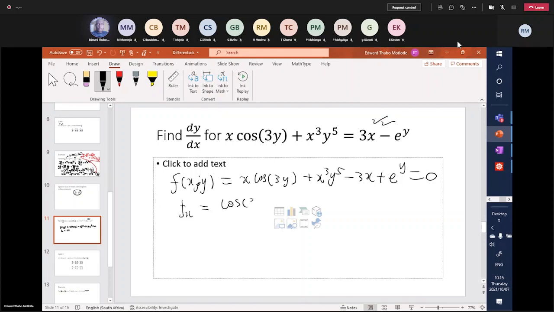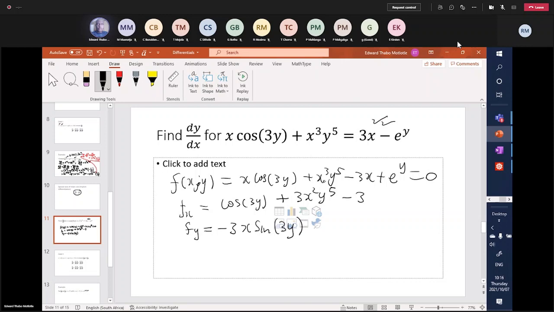cos 3y, because here we only differentiate x, we treat cos 3y as a constant, plus now we differentiate here with respect to x, so it's going to be 3x squared y to the power 5 minus 3. Okay, now you differentiate with respect to y, so we treat x as a constant, so we differentiate cos 3y. I can see we'll have minus 3, differentiating the inner function there, is minus 3x sine 3y.